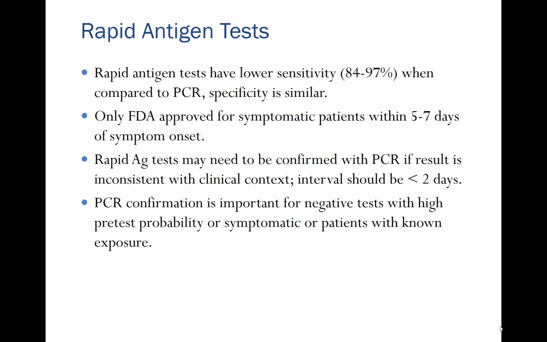What about the antigen tests? They have a lower sensitivity compared to the PCR, but they are specific for the virus. They're approved by the FDA for symptomatic patients within 5 to 7 days of onset of symptoms. Rapid antigen tests may need to be confirmed with a PCR if the result is inconsistent. And negative tests sometimes require, again, a PCR.